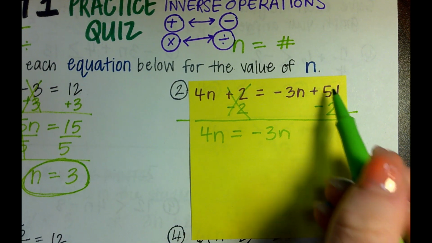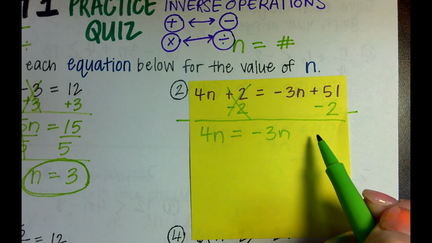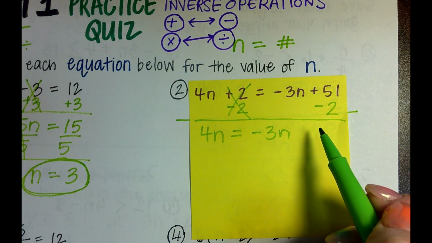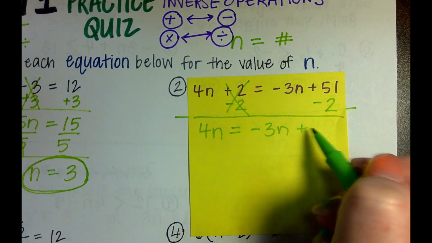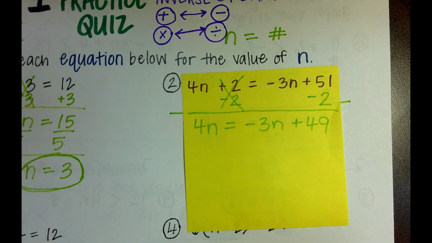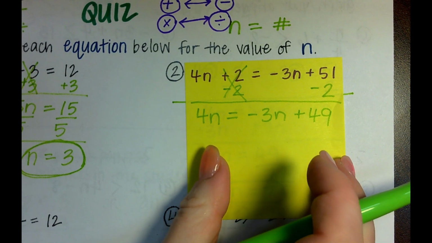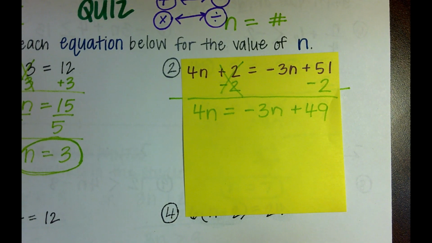And now we do a math problem. We have 51 minus 2. And what does that give us? 49. So that is where we're getting the 49. And we just bring that down. So now we're here. I see you're still writing, I'll give you a second. You just tell me when you're ready for the next step.